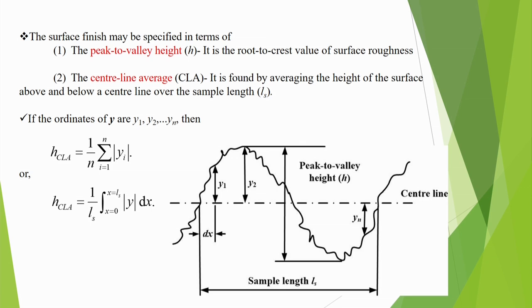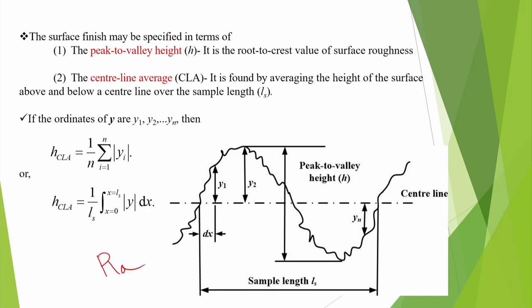So we take the absolute value, and that is the center line average, HCLA, the sum for i equal to 1 to n. If I take the measurement at n points, we add them and then divide by n. Otherwise, if you know the equation of how y changes with x, you can integrate the absolute magnitude of y from 0 to LS with respect to x, and divide by the sample length LS, and you get HCLA, the center line average. This is also written as the Ra value.